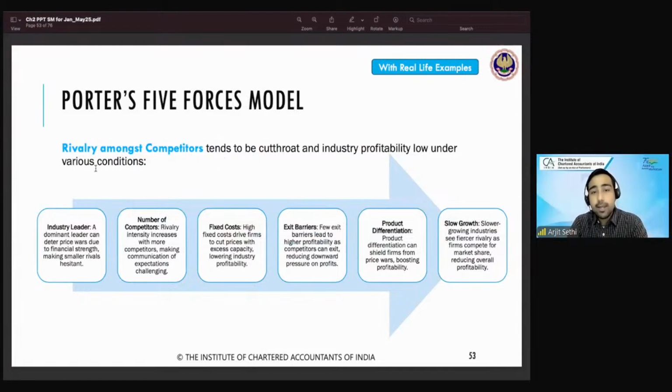Now, rivalry amongst competitors tends to be cutthroat and industry profitability is low under various conditions. When the number of competitors is huge, there is no industry leader. Now, in the exam, so many questions come from this. This topic, rivalry amongst competitors, is like the exam people's favorite topic. They're like, a question must come from here. The entire Michael Porter concept, just so many questions here that you'll be like, why are all the questions coming from here? People just love this, okay? Too many questions get created from here.